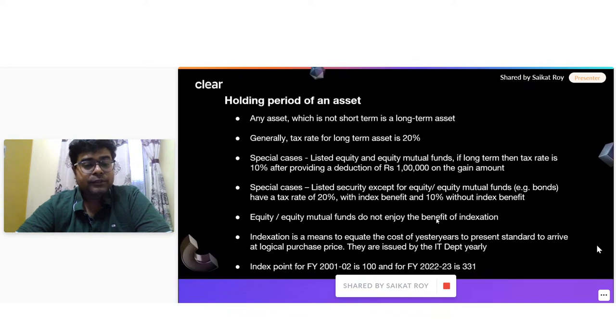Now, for the last few years, the base indexation year is 2001-02, and the index point assigned for that financial year is 100. For financial year 22-23, the index point was 331. And for financial year 23-24, the index point is 348. Right? So if you have purchased any asset in financial year 2001-02 by paying 10 lakh rupees, now you are selling it off, the purchase price of that asset would be 34 lakh 80 thousand. That is, by using the index points, we can uplift the cost of that year to today's standard.